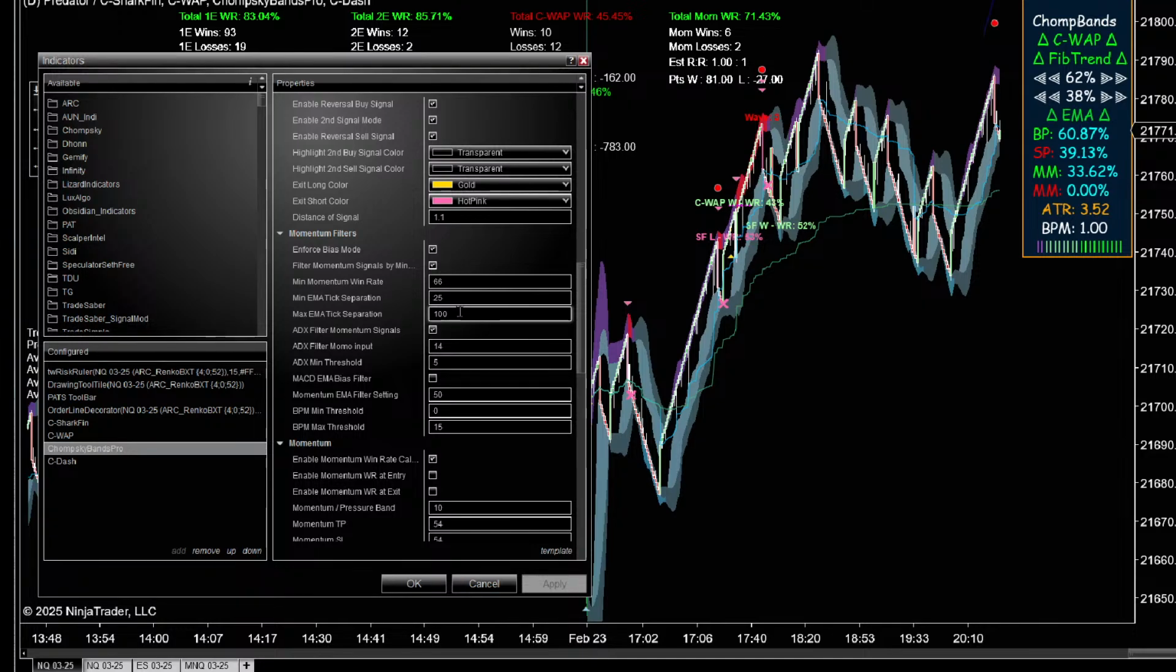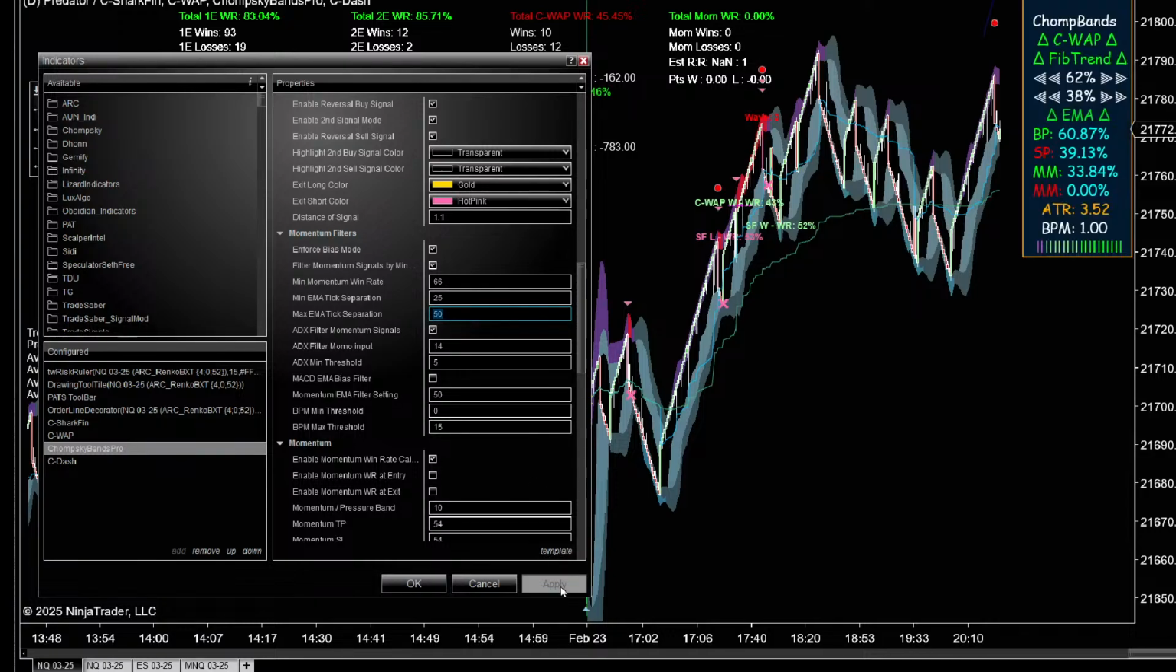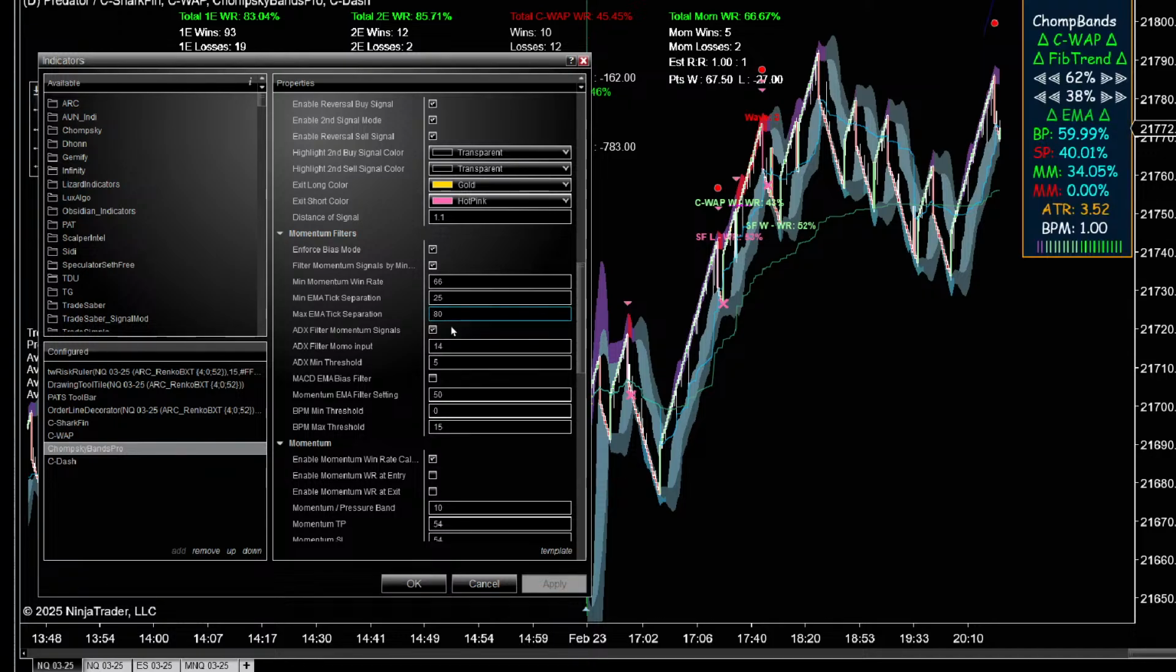And here we are. Max tick separation. This is when it stops taking trades, when it's too far. Let's bump this up. So if it goes into a really strong trend, it could cut some of the trades out. Yeah, okay. So there's where you're basically getting all your trades between those two settings. I'll go ahead and leave it at about 110.